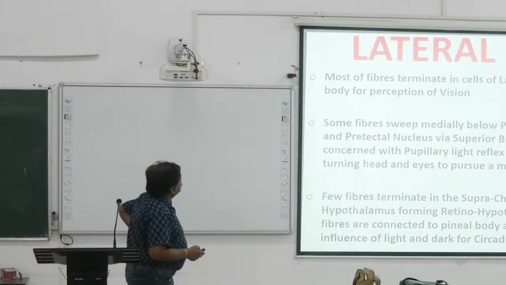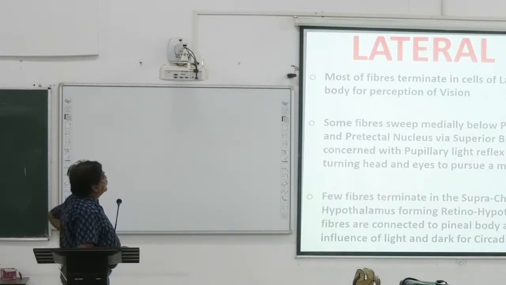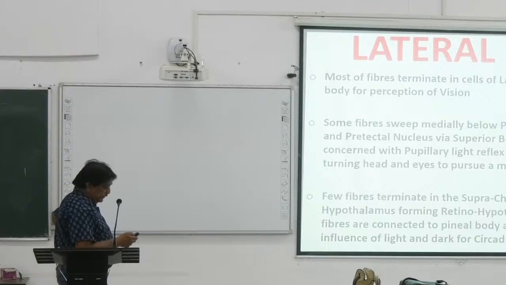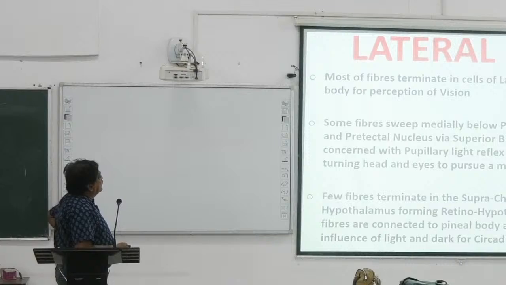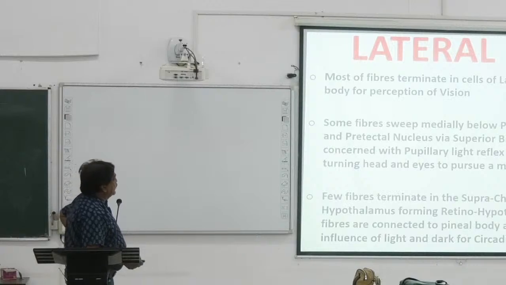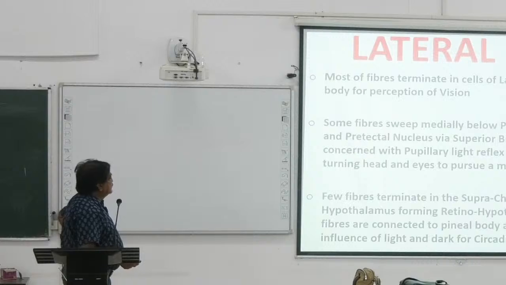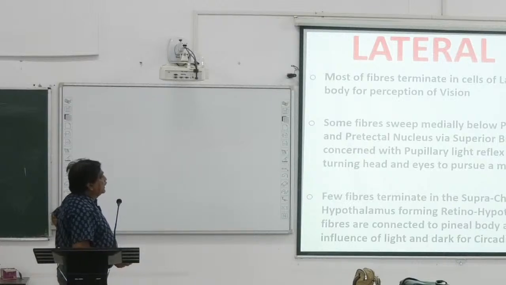Now, the lateral root: most of the fibers terminate in cells of the lateral geniculate body for perception of vision. Some fibers sweep medially below the pulvinar and the thalamus to the pretectal nucleus via the superior brachium. They are concerned with the pupillary light reflex and the reflex for turning the head and eyes to perceive a moving object. Few fibers terminate in the suprachiasmatic nucleus of the hypothalamus, forming the retinohypothalamic tract. These fibers are connected to the pineal body and mediate the influence of light and dark for circadian rhythm.